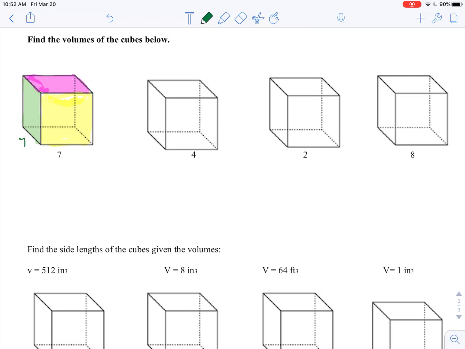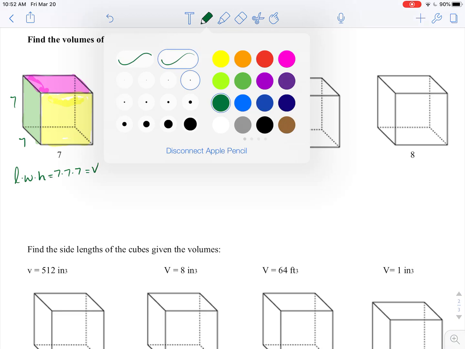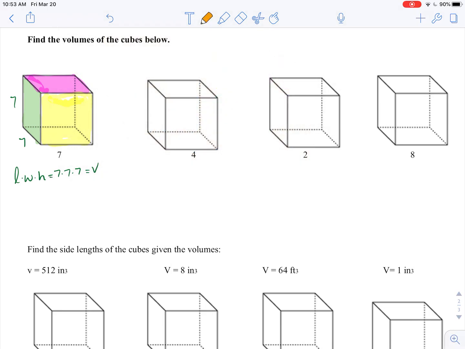All right, so all these faces are squares. So if this is a square, then these side lengths must be the same. And if that green side's a square, then those side lengths must be the same. And how do I find the volume of any prism here? We take the length times the width times the height. But what is the length, the width, and the height? Well, as it turns out, these are all the same thing. 7 times 7 times 7 is going to be my volume.